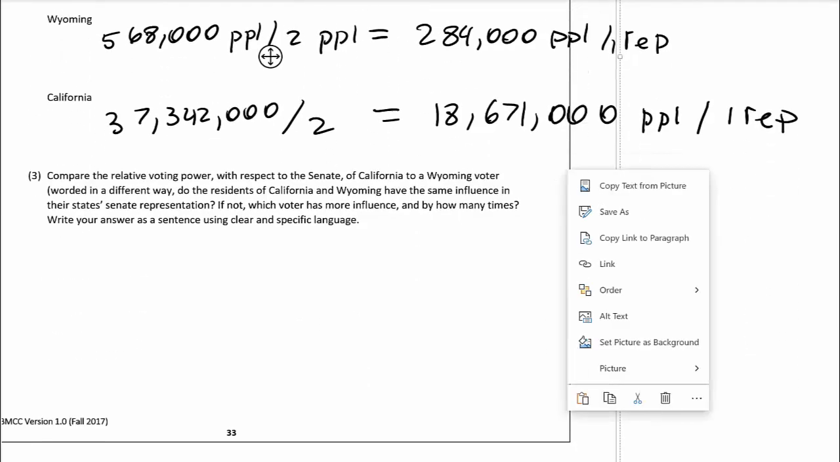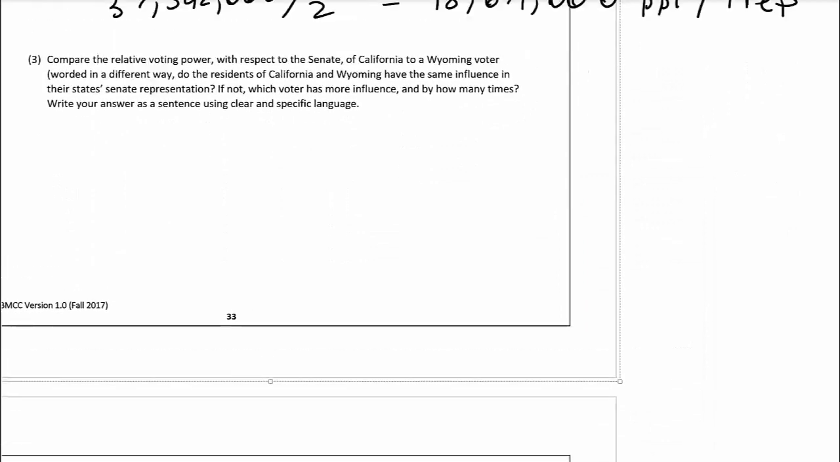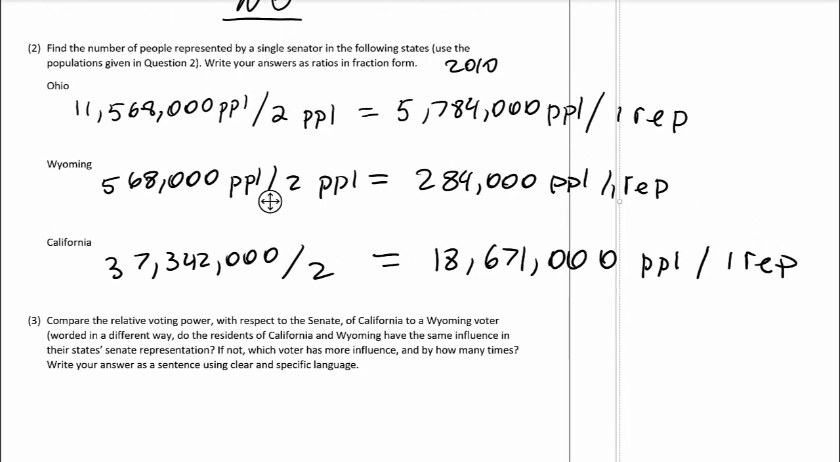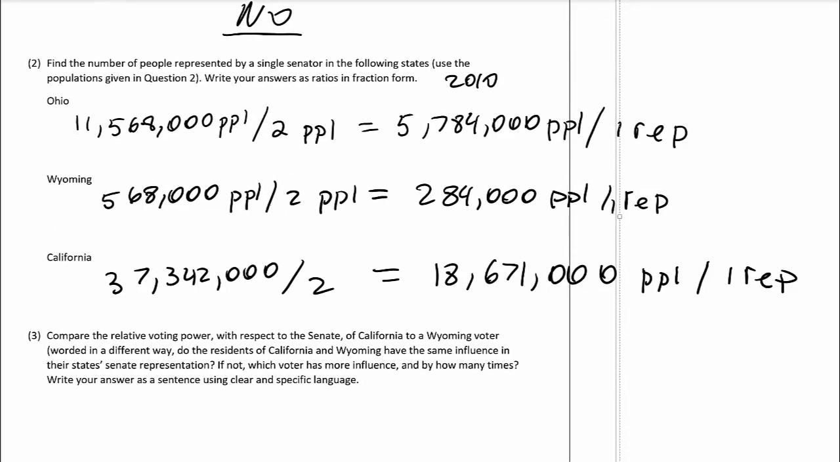So now the last question in this lesson that we'll address, problem number 3, asks us to compare the relative voting power with respect to the Senate of a person in California versus a person in Wyoming. It says: do the residents of California and Wyoming have the same influence in Senate representation? If not, which voter has more influence and by how many times? Write your answer as a sentence using clear and specific language.